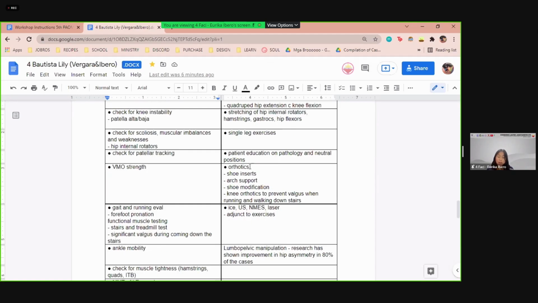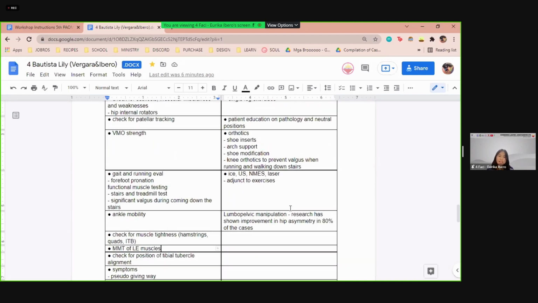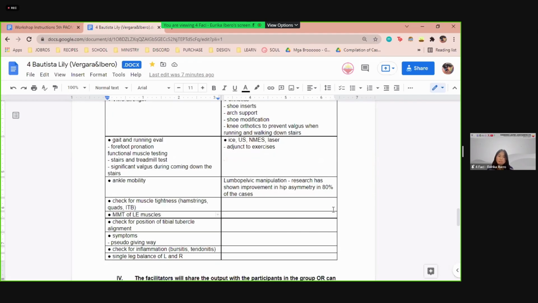Also, they suggested your orthotics. So that could be shoe inserts, your arch support, your shoe modification, and even knee orthotics to prevent valgus when running and walking down the stairs. And for your modalities, of course, these are just adjunct to exercises such as your ICE method, your ultrasound, NMES, and your laser. And lastly, we have lumbopelvic manipulation, in which research has shown improvement in hip asymmetry in 80% of the cases.